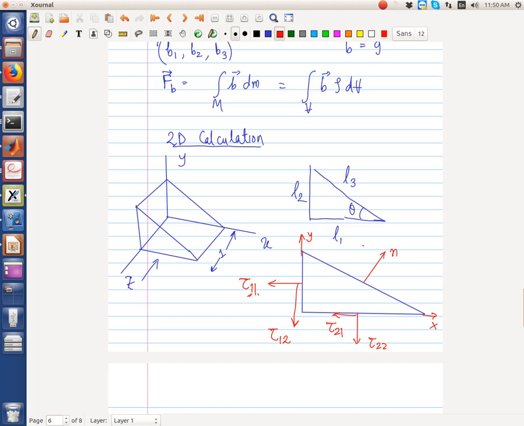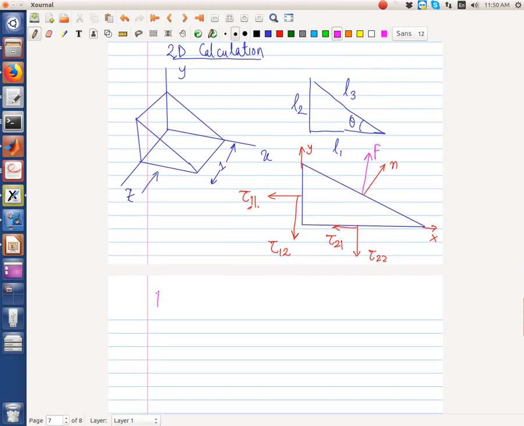If this is n, and we have any arbitrary force F acting, we recall that the traction vector acting on a face oriented along n has the components tn1, tn2, tn3. But because we are in 2 dimensions, we disregard the third, so we have only the 2 components. If we recall, the traction vector is the limit as delta A tends to 0 of the force vector divided by delta A. So the traction vector multiplied by dA gives you the force.